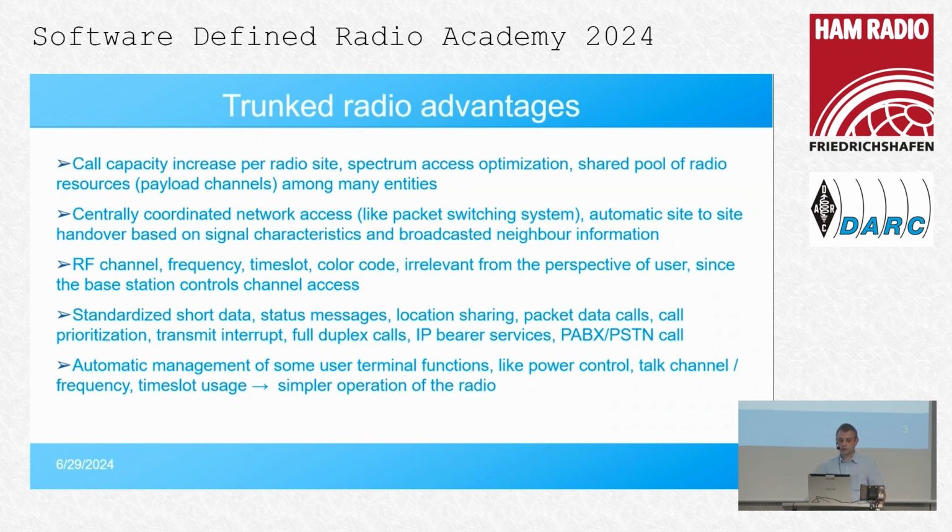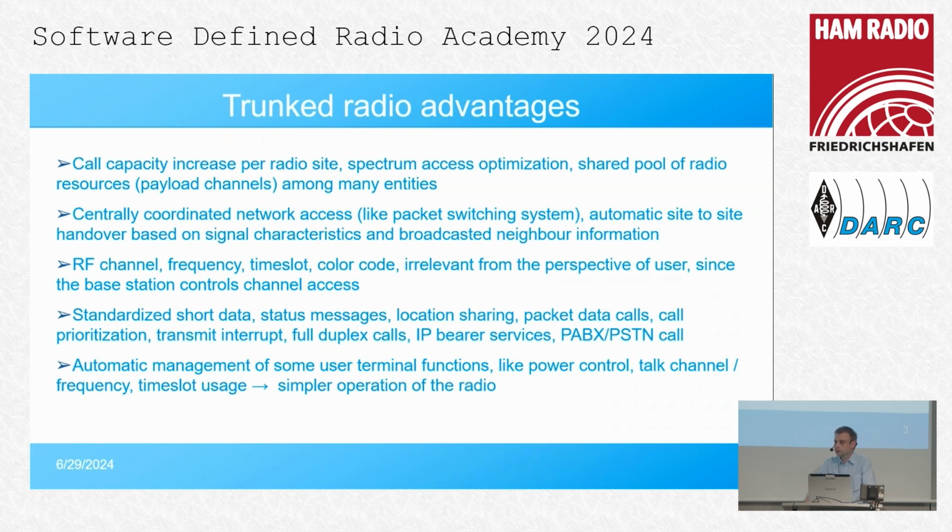It also has automatic site-to-site handover based on signal characteristics and also on some information which is broadcast by the trunking site regarding neighbor cells or neighbor channels which are available. Besides that, you have to know that the RF channel, the frequency, the time slot, and the color code are basically irrelevant from the perspective of the user. That is because the access is entirely managed by the trunking controller.